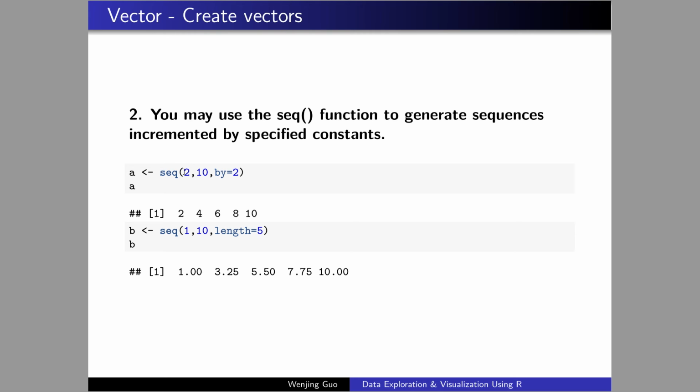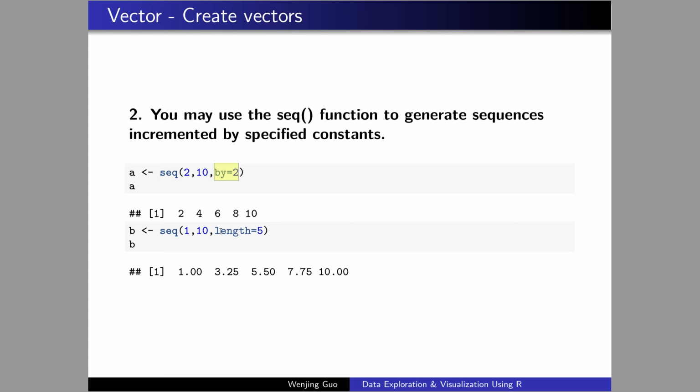The first input of the seq function is the starting value of the sequence. The second input of the seq function is the maximal end value of the sequence. Because the increment is 2, we specify by equals 2.